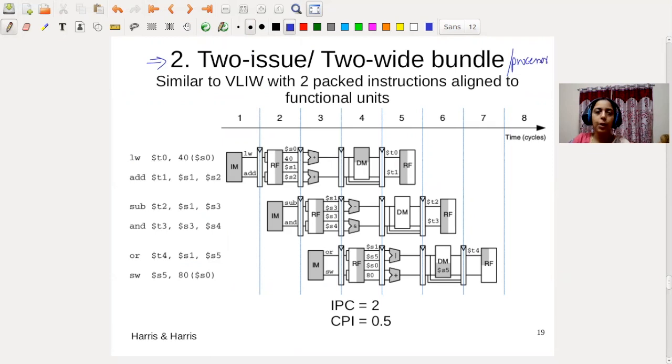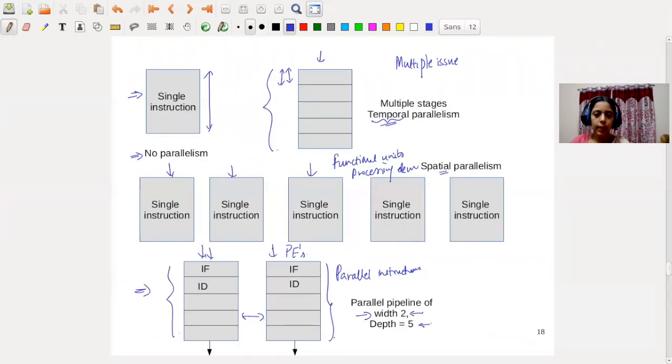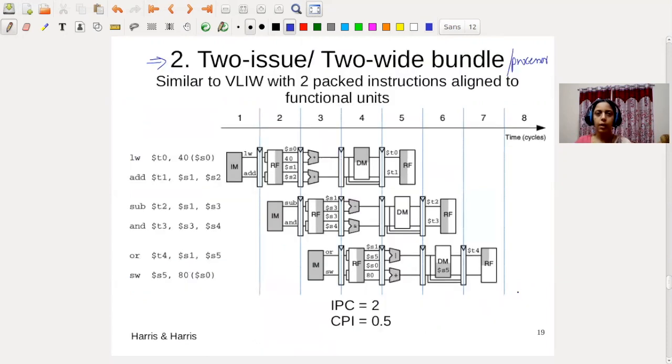It's called a two issue processor because you can issue two instructions parallelly. So this is the first one and this is the second one. In general, these kinds of processors are called multiple issue processors. You can think of this also like a VLIW processor, wherein you have these two instructions bundled and running at a time, and these can also be aligned to the functional units. These are aligned to the functional units in a VLIW processor, but in a two-issue processor, they need not be aligned.